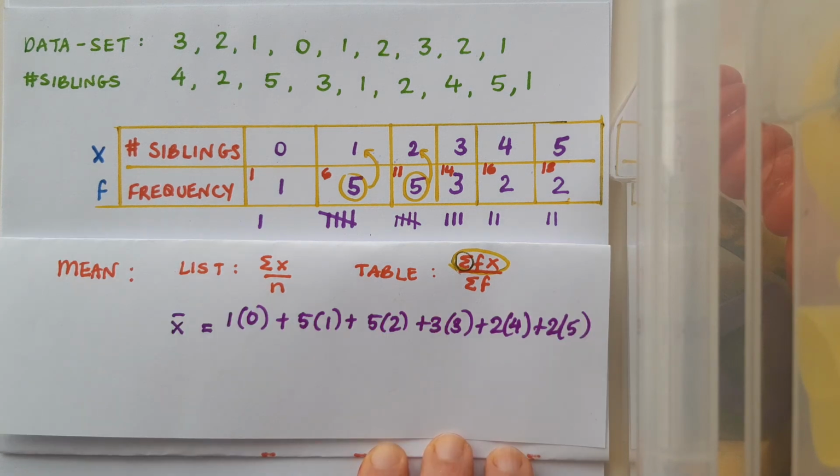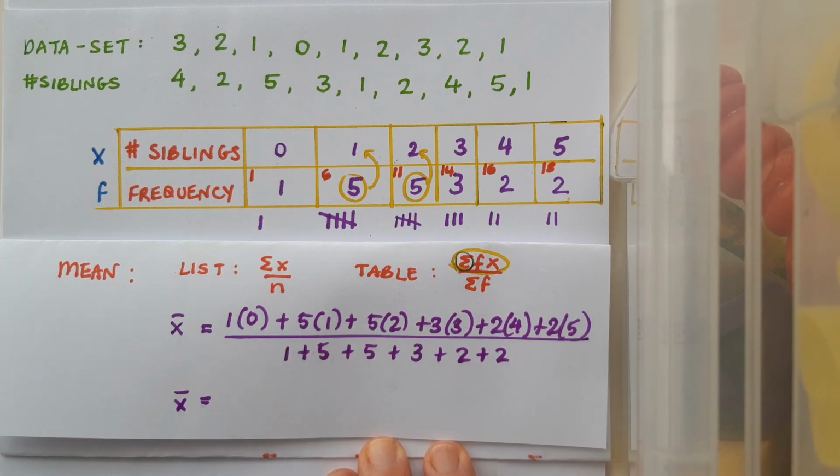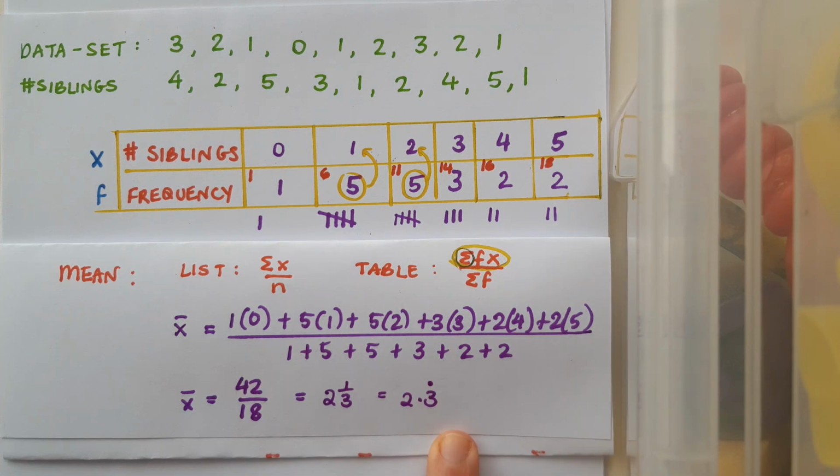So that's what the top row of my calculation is going to look like. And then the bottom row is summation f. And that just means add up all my frequencies, all my f's. And then I simply evaluate this to get my overall solution. I can type this all in one go into my calculator. And in this case, my mean is 2 1/3 or 2.3 recurring. Just watch out for instructions and questions as to how they want you to present your answer or round off.